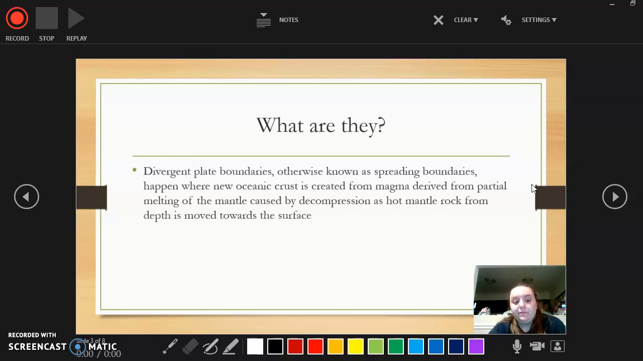What are they? Divergent plate boundaries, otherwise known as spreading boundaries, happen where new oceanic crust is created from magma derived from partial melting of the mantle caused by decompression as hot mantle rock from depth is moved towards the surface.